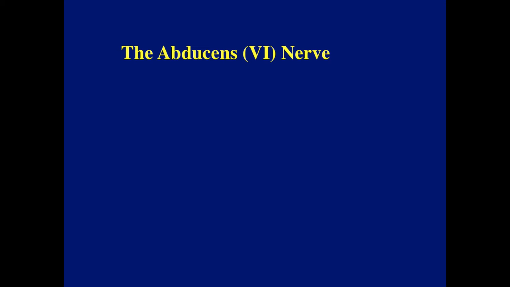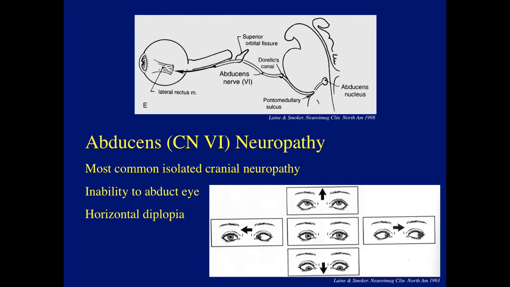Today I'm going to be talking about the abducens, or the sixth cranial nerve. The abducens nerve, or the sixth cranial nerve, supplies only one muscle in the orbit, the lateral rectus.